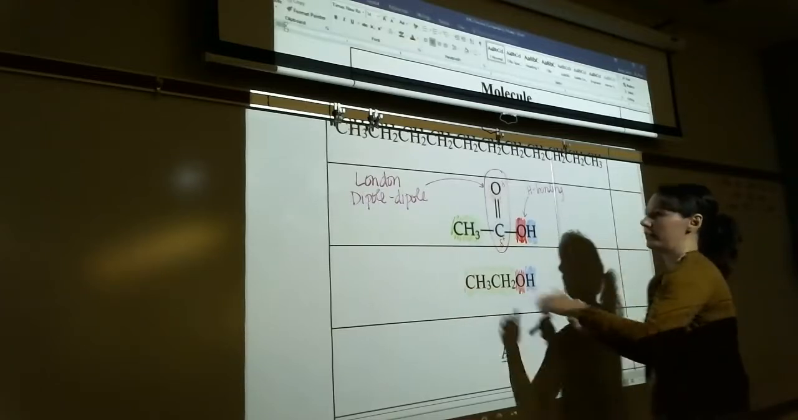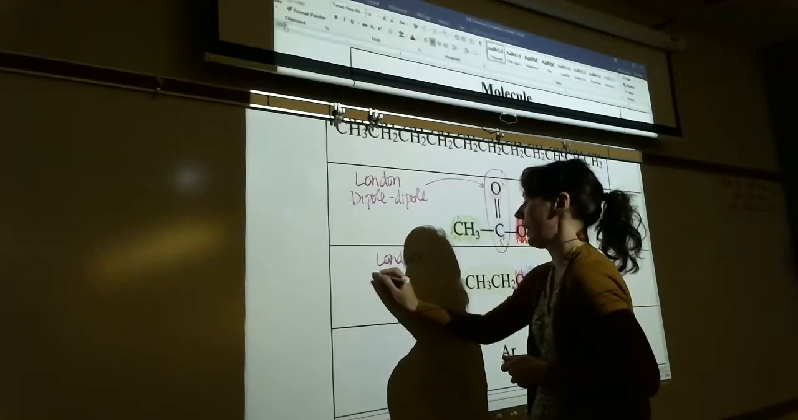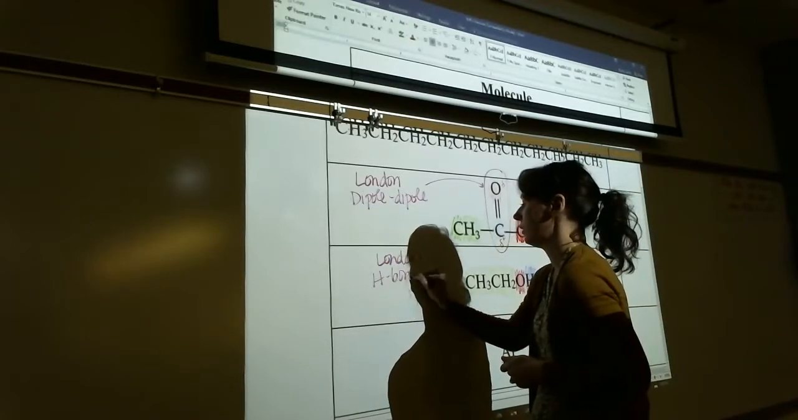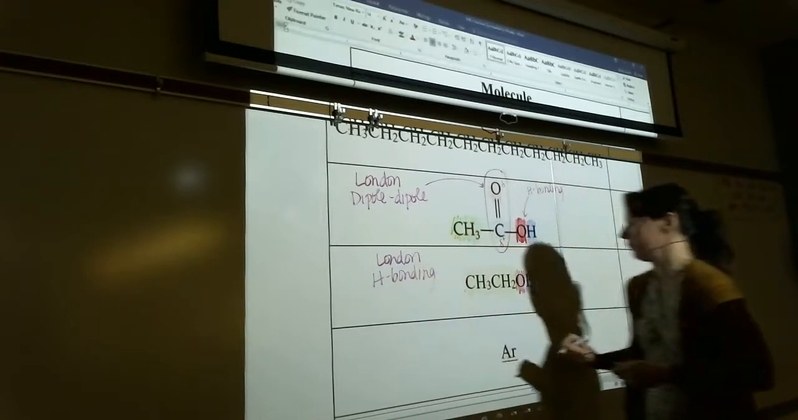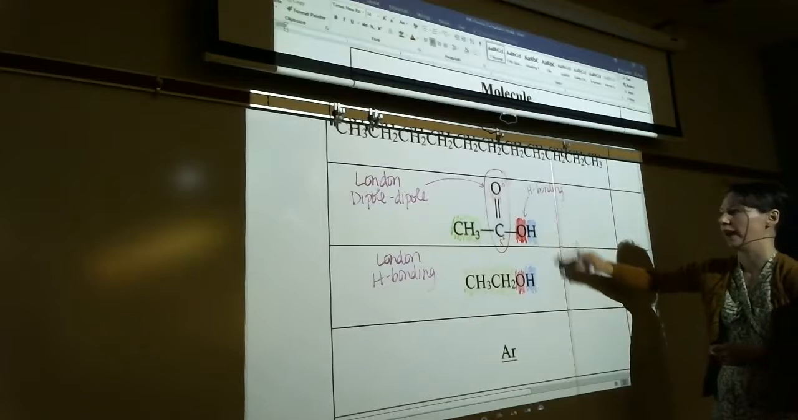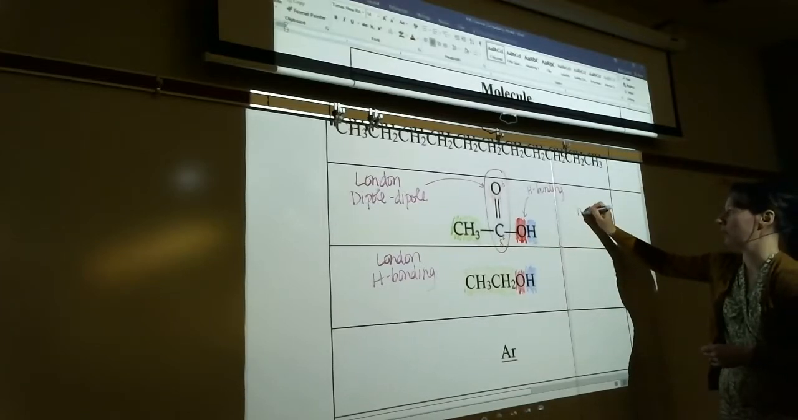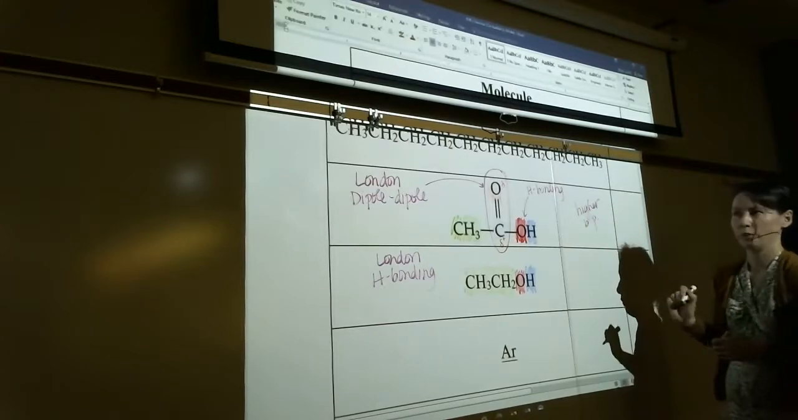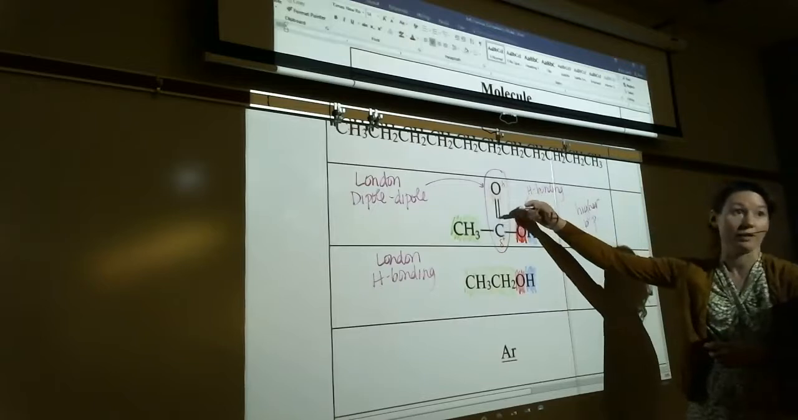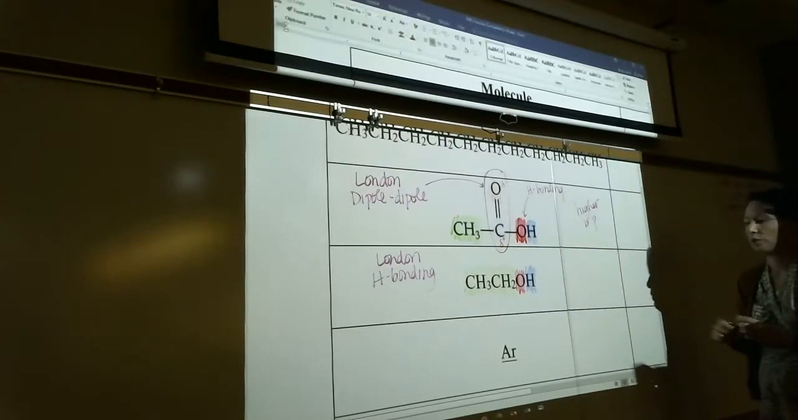One of them's got London and H bonding, right? Whereas this one's got London, dipole-dipole, and hydrogen bonding. So who's going to have the higher boiling point of these two? Right, this one boils at a higher boiling point. And it's going to be a pretty significant difference, right? Because having that carbonyl makes a big difference in the boiling point. It makes a big difference in the intermolecular forces. Do we understand this one?